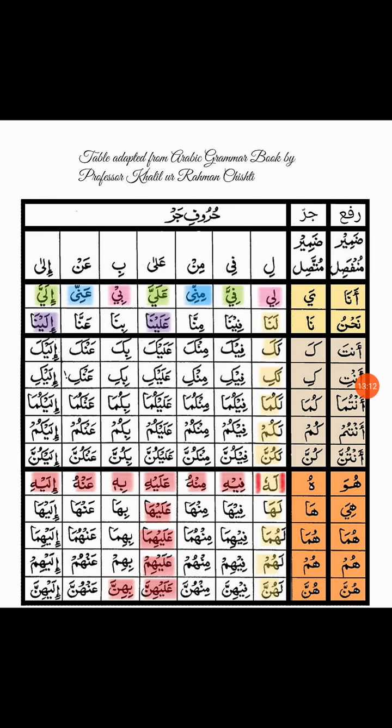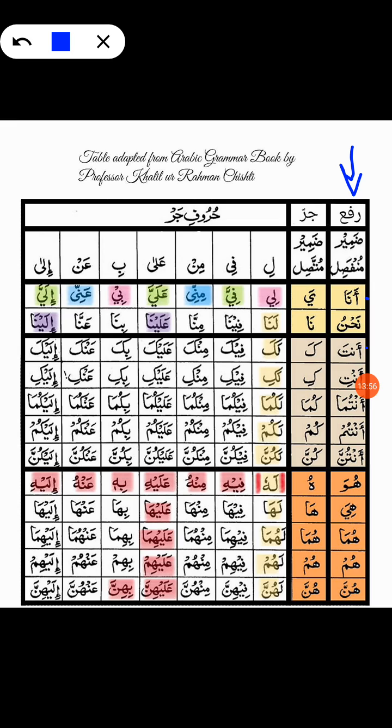So I decided to include this table from the textbook by Professor Khalil Rahman Chishti. As you can see, first of all, this first column is for the rafa pronouns. You can see all of them: ana, nahnu, anta, anti, antuma, antum, antuna, huwa, hiya, huma, hum, hunna. Of course we did not practice these pronouns in this order. We did huwa, huma, hum, hiya, huma, hunna, then the second person pronouns, and then the first person pronouns. But he has kind of flipped this table.